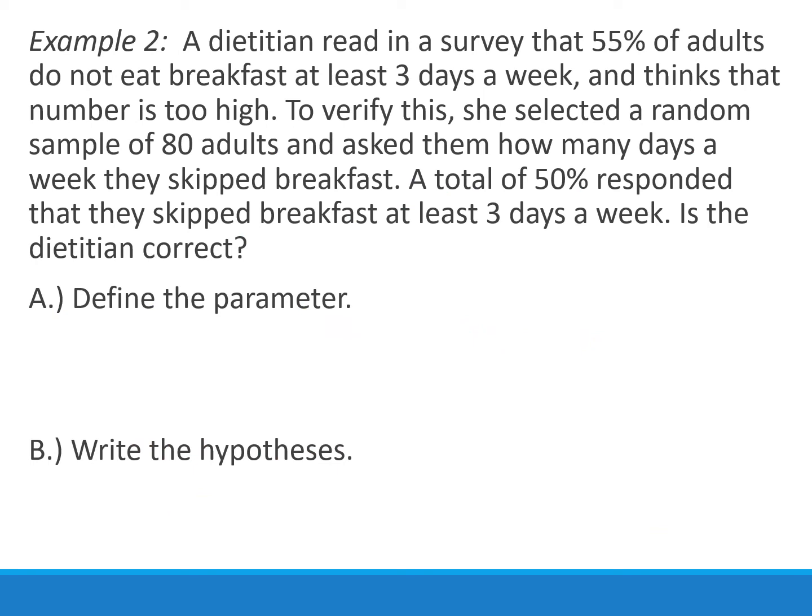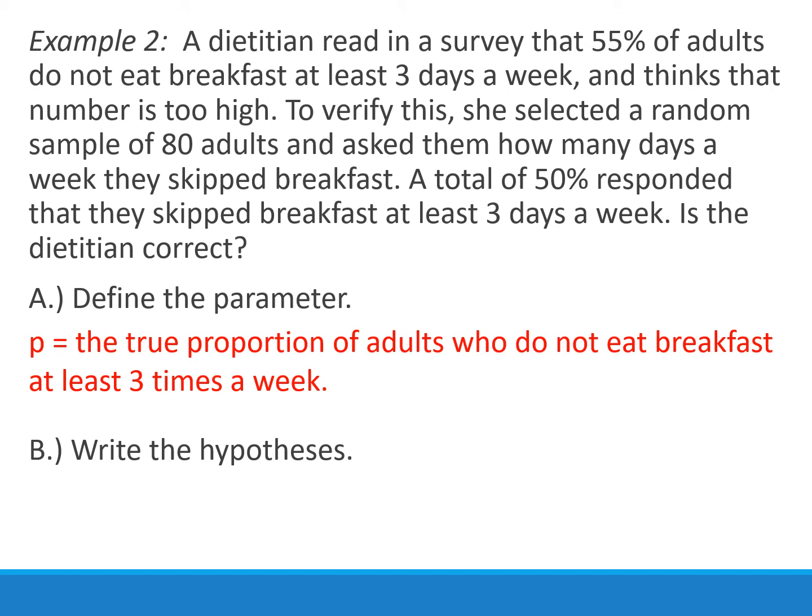Example 2, we have a dietitian that saw a survey saying that 55% of adults skip breakfast at least 3 days a week. The dietitian thinks this number is too high. They take a sample of 80 adults and find that 50% of those 80 say they skip breakfast. Define the parameter. P equals the true proportion of adults who do not eat breakfast at least 3 times a week.